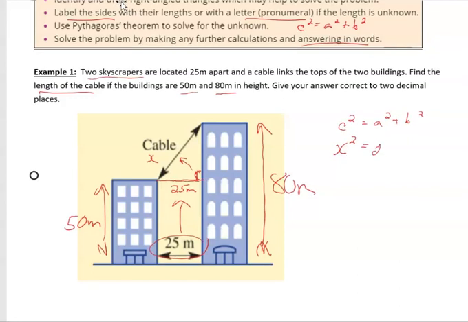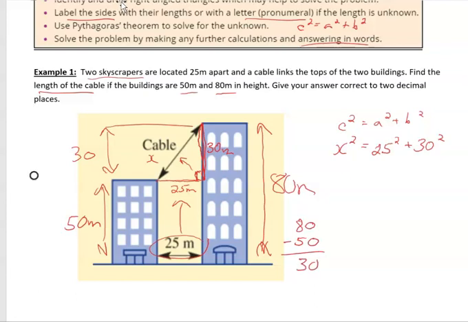Well, I know I've got 25, and I'll have to square that. But what's b squared actually going to be? It's not going to be 80 or 50. It's actually going to be the difference between them. Because you can see if I went up another 30 meters here, then both of these would be the same height. So this section, just from here to here, is 30 meters. The difference, 80 minus 50, gives us 30. That's where I got that from.